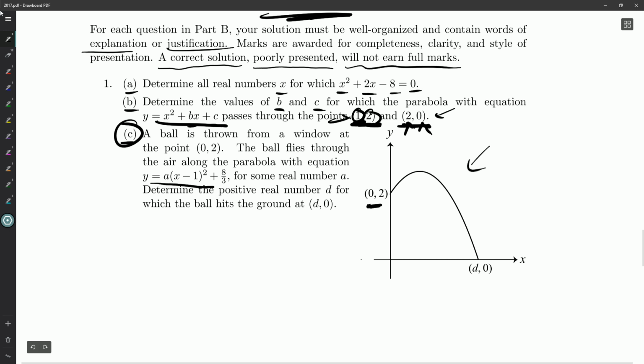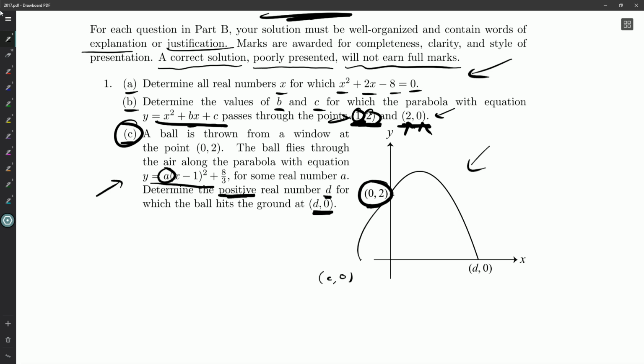Anyway, we got this parabola here, and determine the positive real number d for which the ball hits the ground at (d, 0). Okay, so I know a point on this parabola. I know almost everything there is to know about it except a. We should probably use (0, 2) to find a. We'll get a nice clean equation, and then we can factor it like we did in a part. We'll get two roots, maybe (e, 0) over here, and (d, 0), and we'll just take the positive one that they ask for. All right? So we've got a good plan.